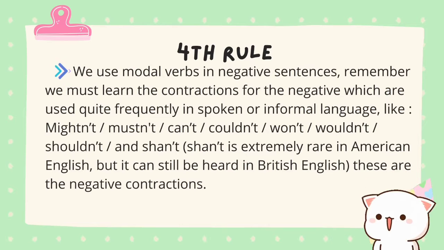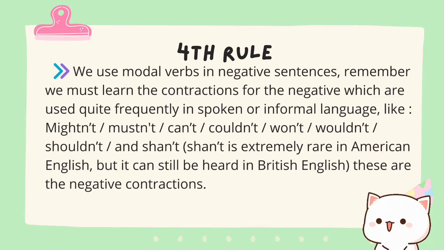Fourth rule, we use modal verbs in negative sentences. Remember, we must learn the contractions for the negative, which are used quite frequently in spoken or informal language, like mightn't, mustn't, can't, couldn't, won't, wouldn't, shouldn't, and shan't. Actually, shan't is extremely rare in American English, but it can still be heard in British English. So these are the negative contractions.